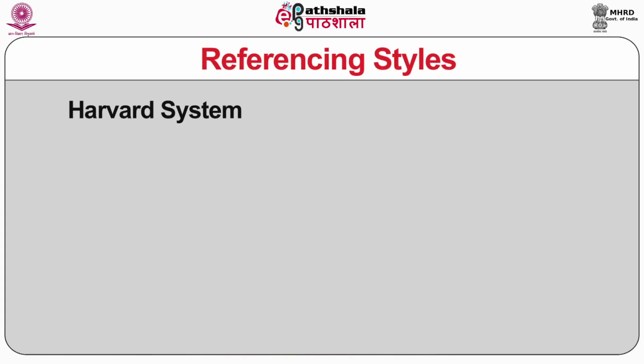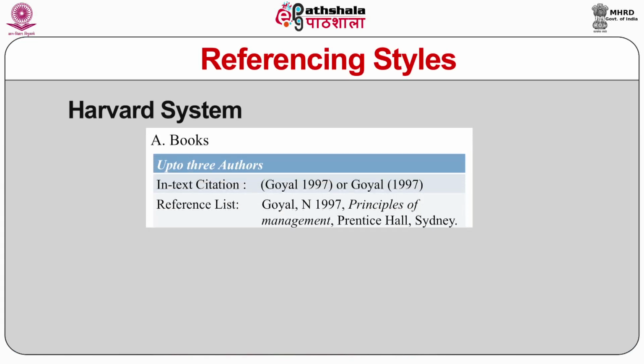So, friends, for your convenience and better understanding of how referencing is to be done according to the Harvard style, following are examples of different types of works that can be cited or referred. For books up to 3 authors, in text it will be Goel 1997 or Goel then within brackets 1997. Both of the options can be used. But in the references it will be Goel, the year, then the title of the book and then the publisher, Prentice Hall, and the place of publication.